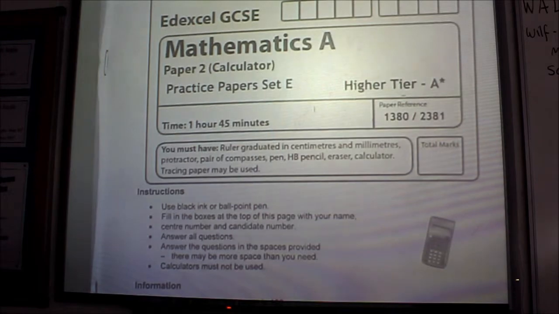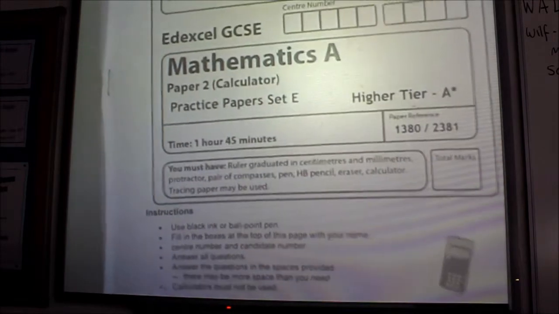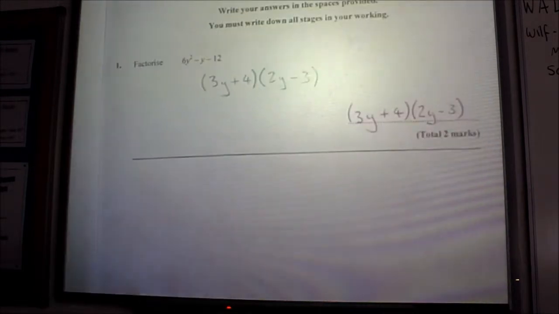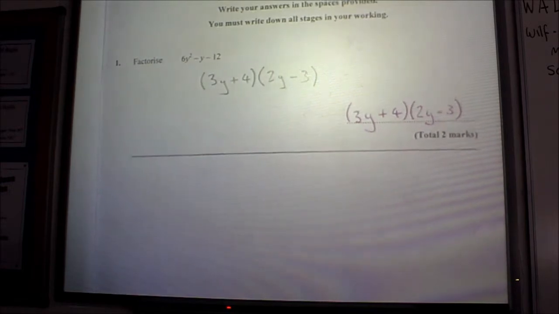GCSE paper, this is the higher one, it's only the A and A star grade questions for those students who want to get A's and A stars. Question 1, factorise this, 6y squared take y take 12. Factorise means put it into brackets, there's the answer. If you want to multiply it out to double check in the exam, I suggest you do that, but that is the correct answer.